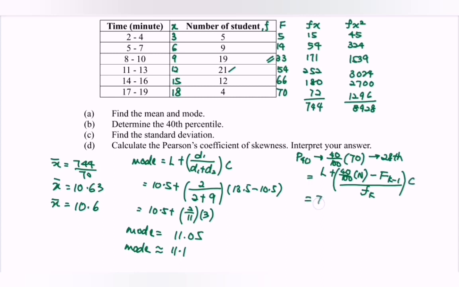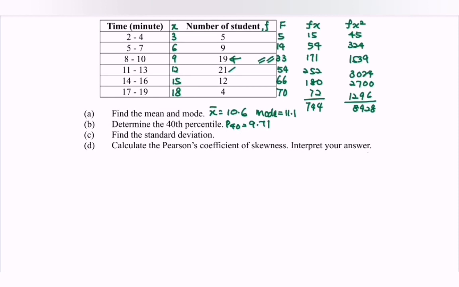So refer to the class. We have 7.5 as the lower boundary, and then plus 28 minus the class before, which is 14, over the class here, which is 19. Then the class size is the same, 10.5 minus 7.5, so we have 3. So the P40 is 9.710526. If we round up, the P40 is 9.71 to 3 significant figures.